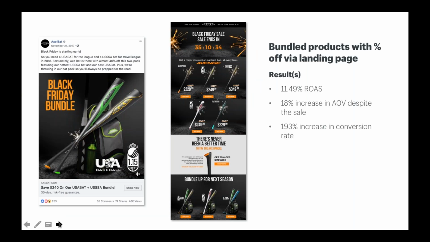Axe Bat, and don't get ahead of me, hide that, go back. Okay, good. Axe Bat rarely discounts. They put together an ad and landing page combination with their biggest discounts on their highest priced bats, some of which MSRP at $300 more than their lowest end models in the same category. They also combined this with multi-bat bundles. So bundled products with percentage off leading from the ad to a custom Black Friday landing page, complete with a countdown timer leading directly to those bundles.